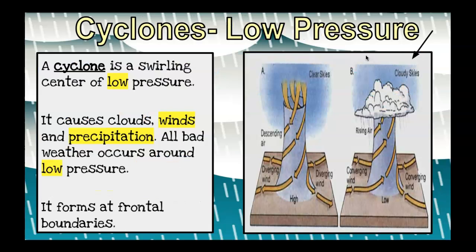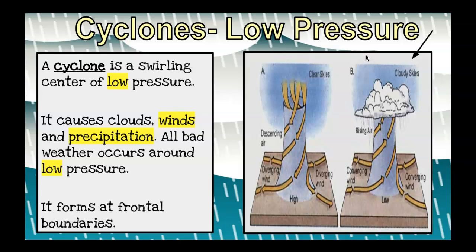Now, when we talk about pressure systems coming in and affecting the weather, we talk about cyclones and anticyclones. One represents low pressure and one represents high pressure. A cyclone represents a low pressure system, and it's a swirling center of low pressure. Cyclones bring bad weather. Good way to think of it is when you're feeling low, you're feeling bad, right? So low pressure equals bad weather.